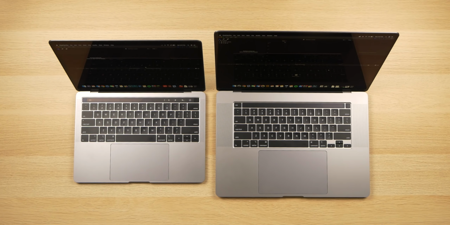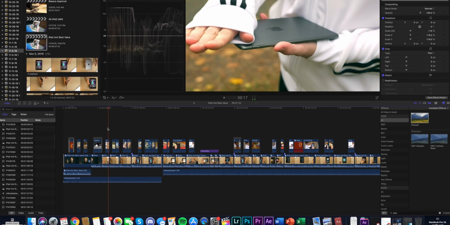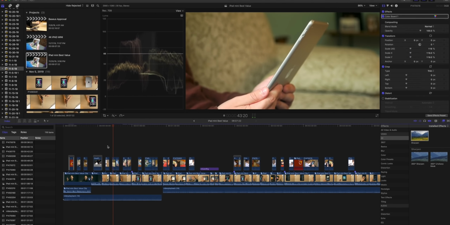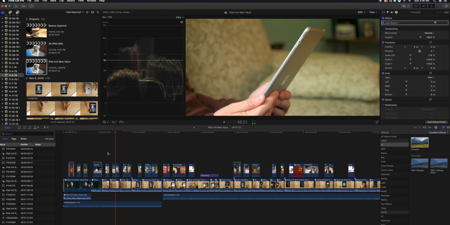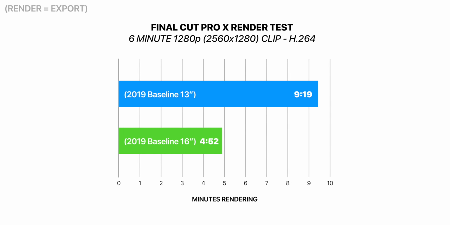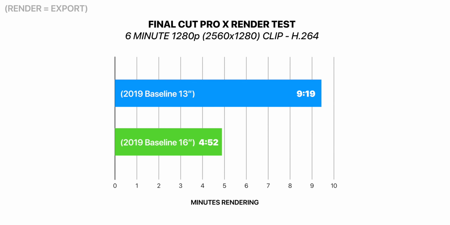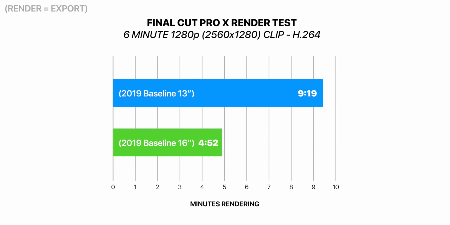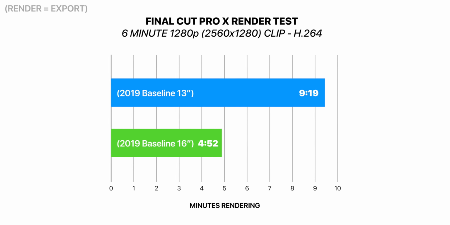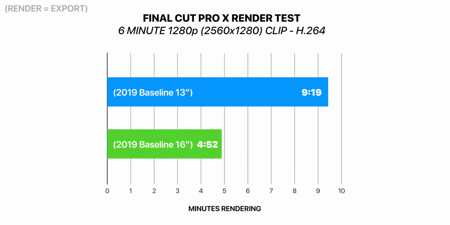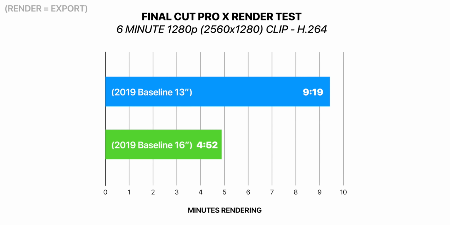So in these tests, I rendered the same 6-minute project, which did consist of 4K footage, although I did render it at different resolutions here. So rendering that project out at 2560 by 1280, which is the typical resolution I upload my videos at, it took the 13-inch MacBook Pro 9 minutes and 19 seconds to render it completely and have it ready to upload, whereas with my MacBook Pro 16-inch, it was rendered in 4 minutes and 52 seconds.